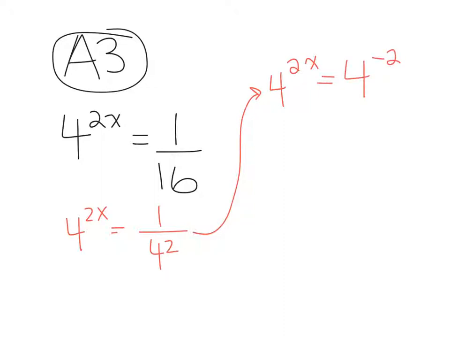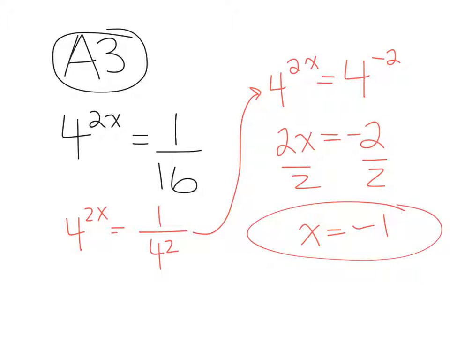And then since my bases are the same, I can make my exponents equal to each other. So 2x equals negative 2, and then I just solve for x. So I'm going to divide both sides by 2, so x equals negative 1. And you can check your answer by subbing it in. Okay, next question.